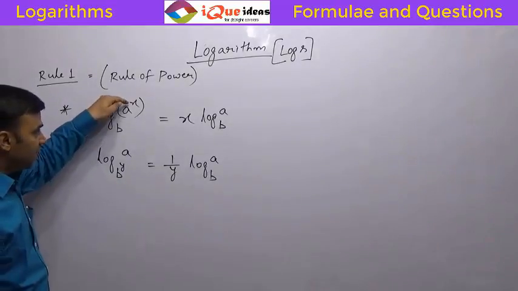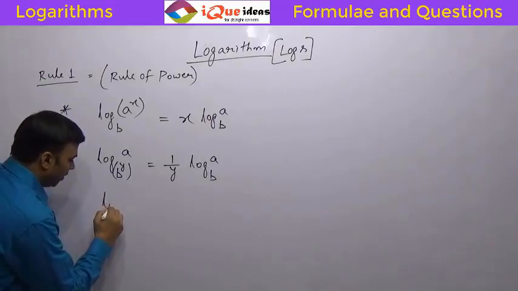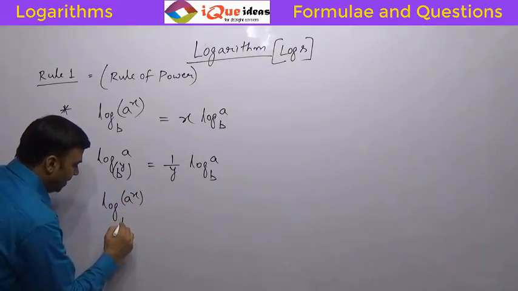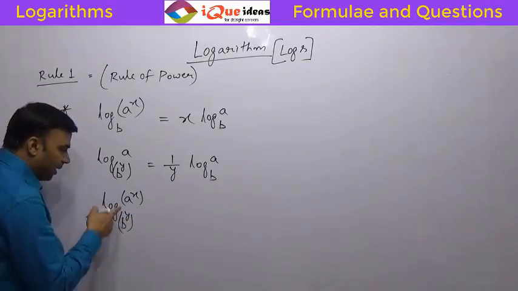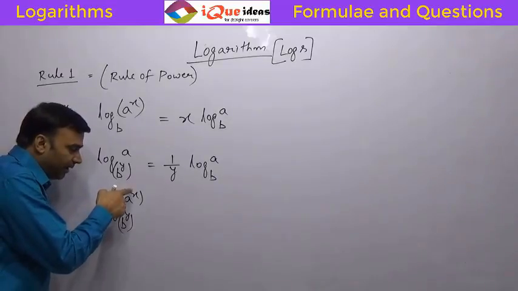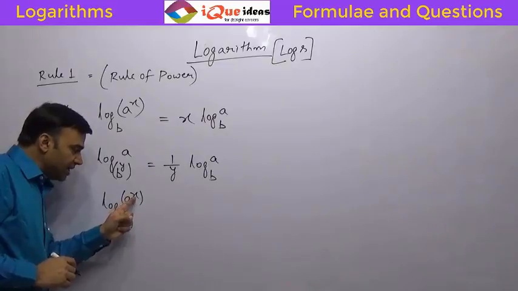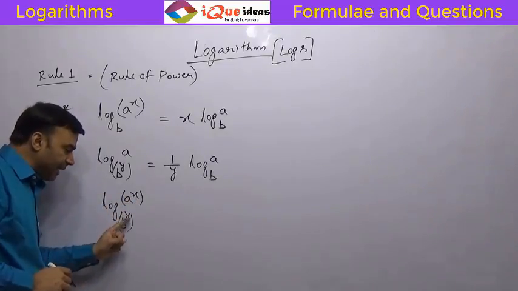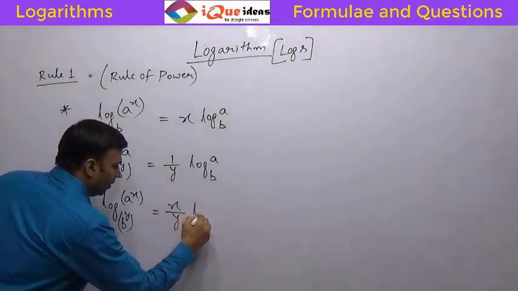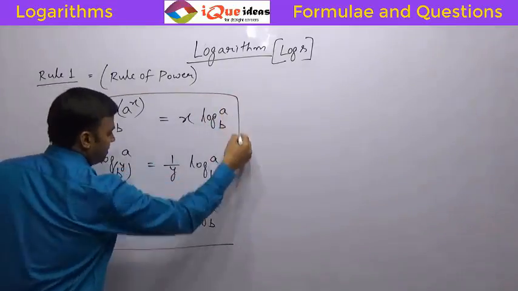Now suppose both the number as well as the base have some power. So we can write them as, let's say, log of a to the power x to the base b to the power y. So here the number itself is a to the power x and the base itself is b to the power y. So both the powers x and y will come outside. Just remember, the power in the number will come in numerator, power in the base will come in denominator. So this becomes x by y log a to the base b. So this is the first rule.